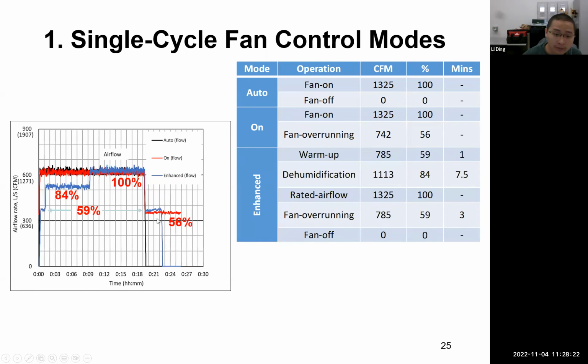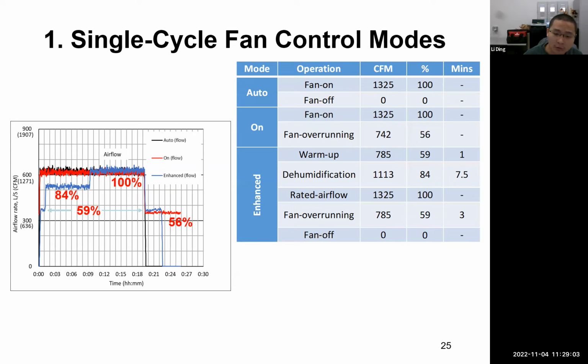So you can see here. The third is the enhanced mode, and it can be divided into five periods. First, warm up here. So the airflow rate is at 59% of rated airflow rate. And the lasting time is 1 minute. The second is the dehumidification period. This airflow rate is at 84%. And the lasting time is 7.5 minutes.